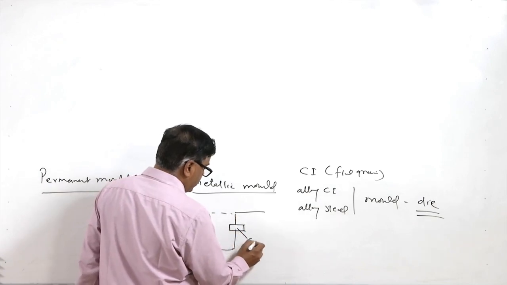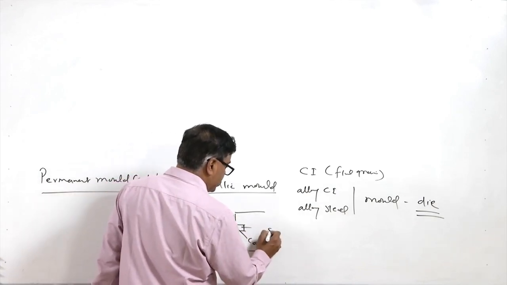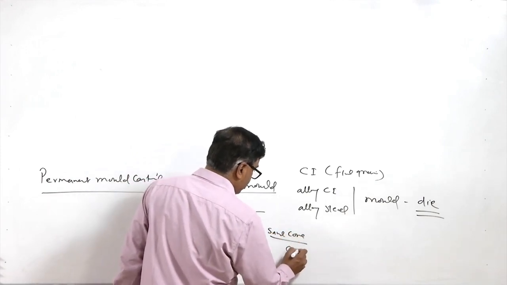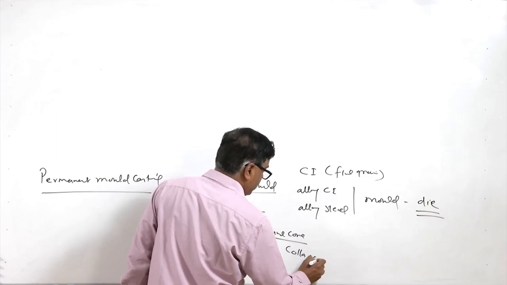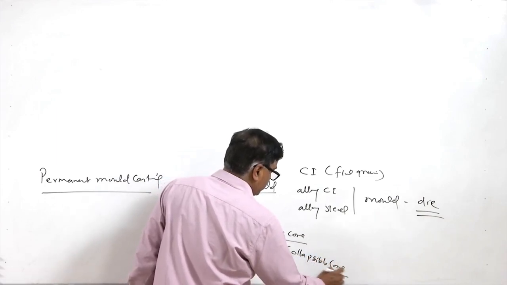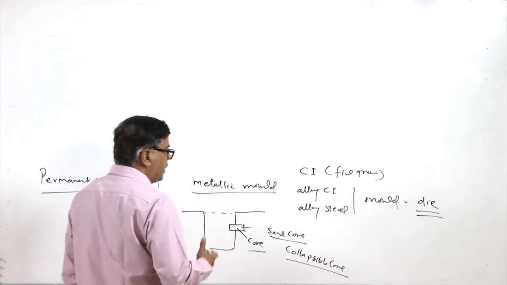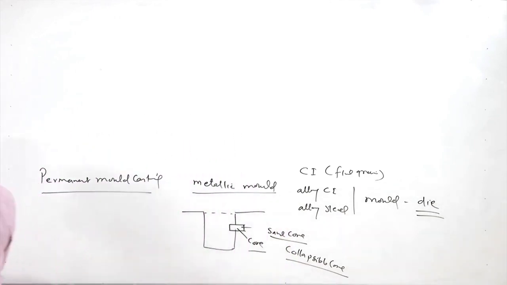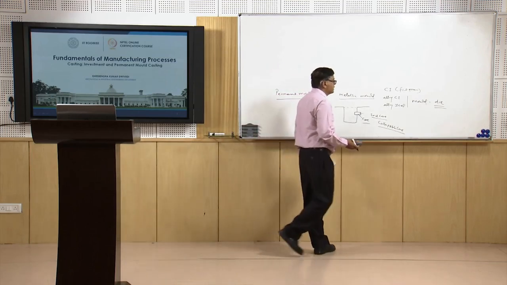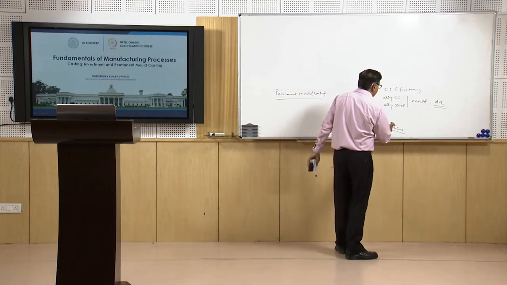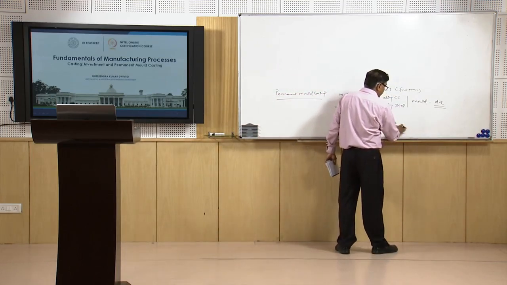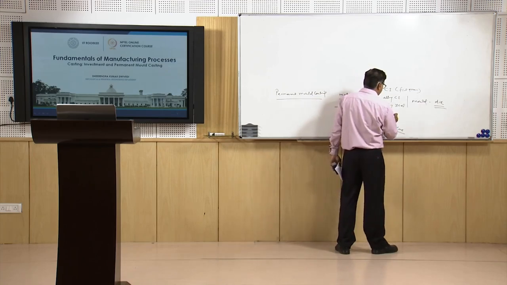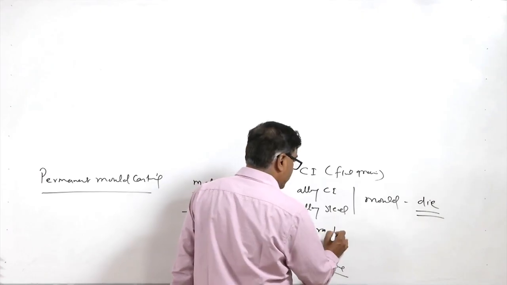So, if the core is located, sand cores, which are also called collapsible cores, are used. They can be easily taken off, otherwise it is difficult to make metallic cores. Metallic cores make this process complex and difficult, especially the withdrawing of the core. Another material which is also used for making the permanent mold is graphite.